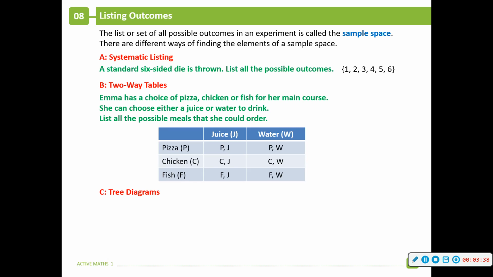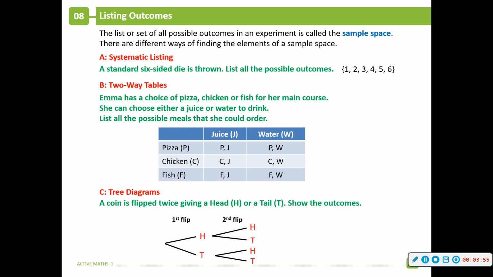And in a tree diagram, as the name suggests, it's like a tree. You've got branches. So a coin is flipped twice, given a head or a tail, show the outcomes. So we start off, the first flip, what can you get? Heads or tails. But then when I move on, if I did get heads the first time, now again, you've got to understand here, I'm not saying, oh, I'm getting heads. I'm saying that if I did get a head there, what can I get when I throw it again? No, I flip it again, I can get heads or tails again.